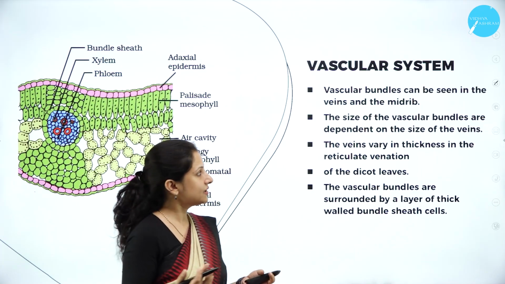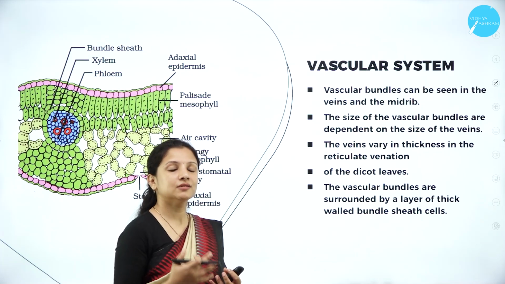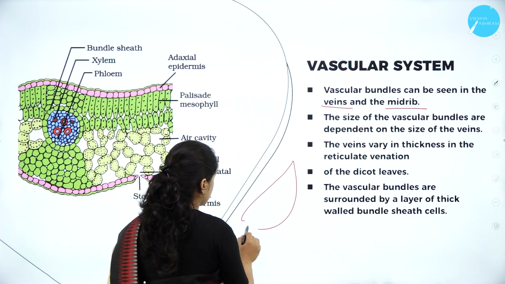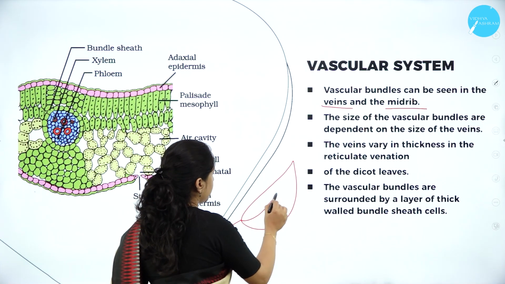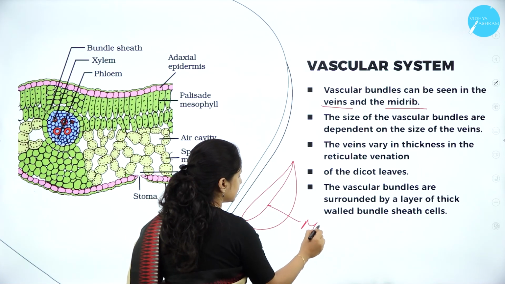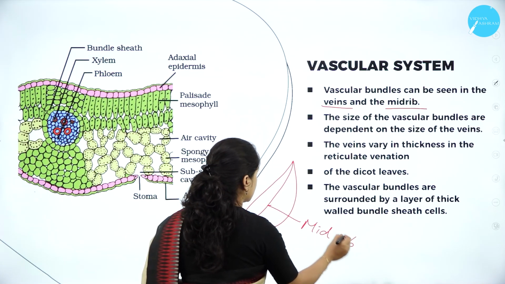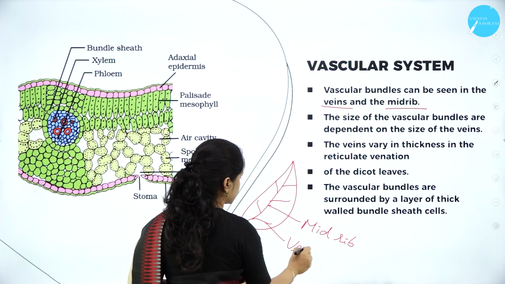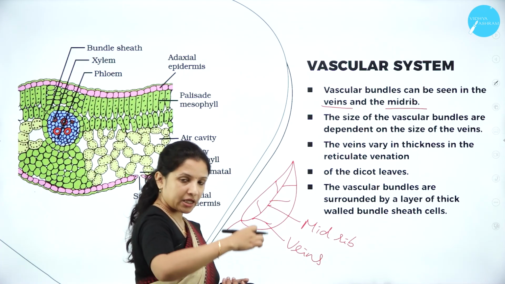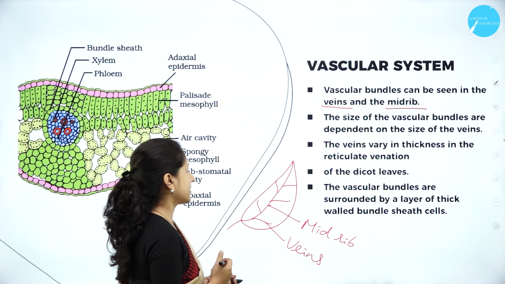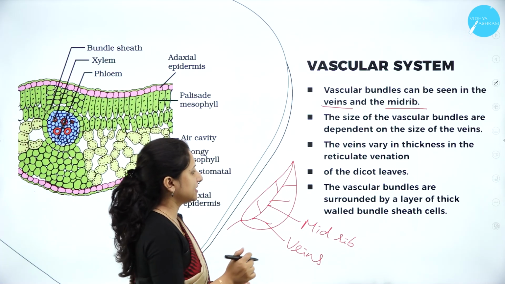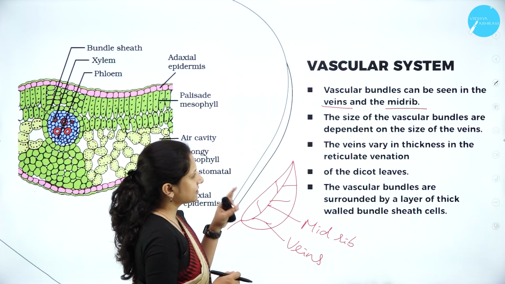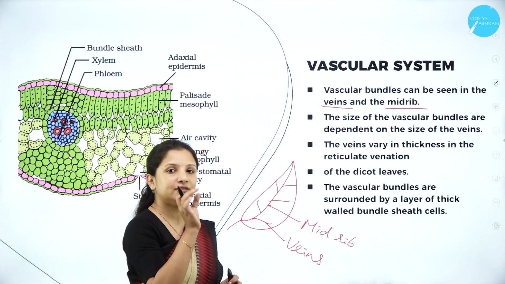Now, where are the vascular bundles distributed? So you can see the vascular bundles in the case of leaves, especially in the veins and the midrib. So when you draw a leaf, this will be the midrib, and all the lateral veins arising from it are the veins. So the midrib is the main vein from which all the other veins arise. So vascular bundles can be seen wherever the veins and the midrib are present in leaves. And the size of the vascular bundle depends on the size of the veins.